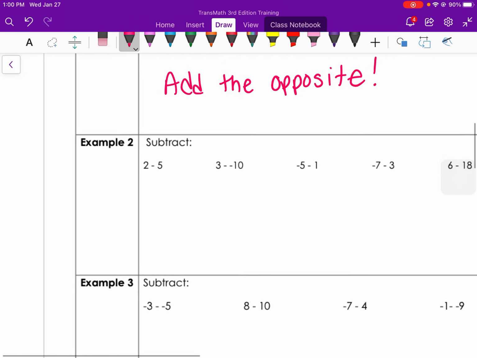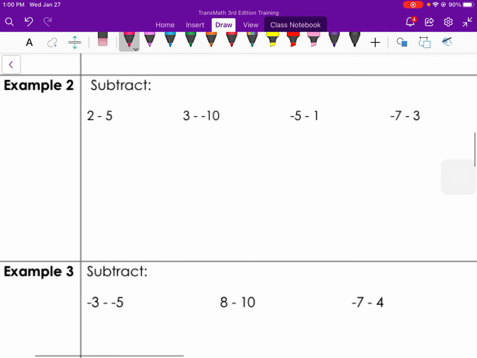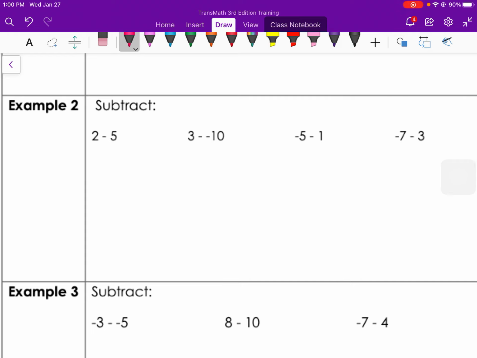So let's do a couple examples. Here I have 2 minus 5. So I want you to change it. Instead of 2 minus 5, I'm going to change the subtraction to an addition and then change the positive 5 to a negative. So it'll be 2 plus negative 5. And then use your rules for adding integers. So then I have 2 positives plus 5 negatives.